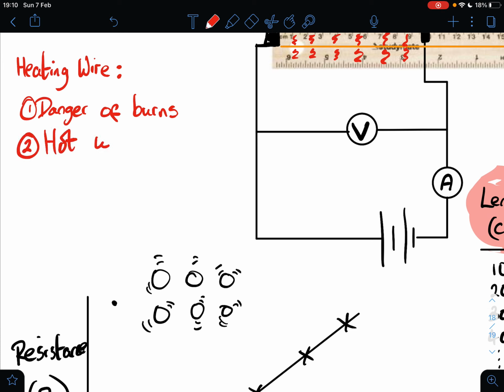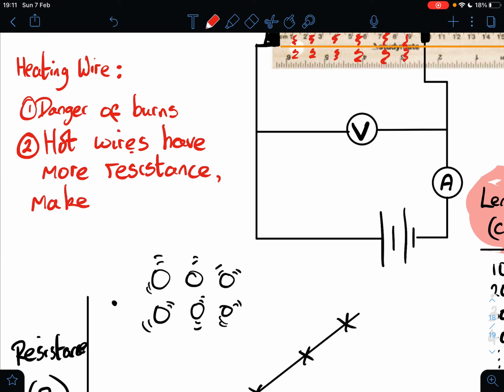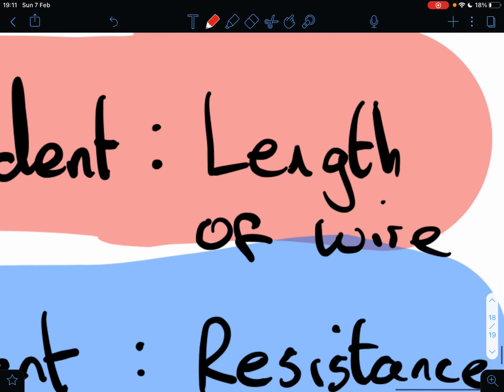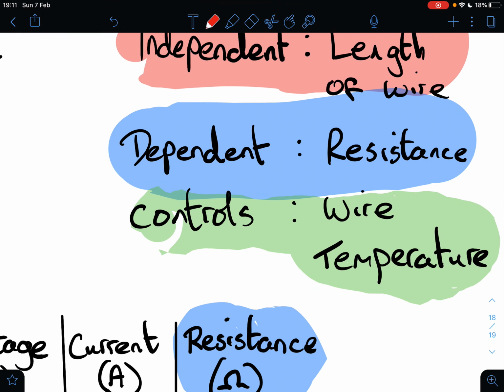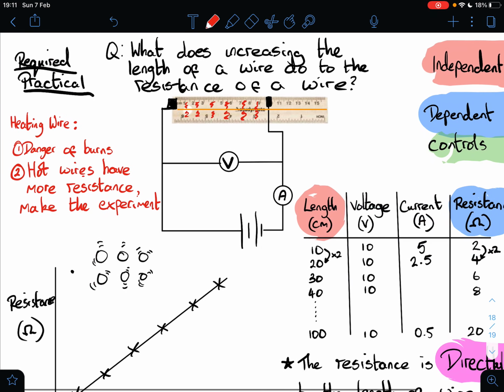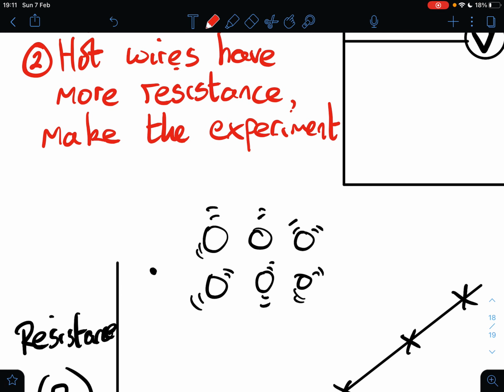Hot wires have more resistance. What would this mean? It would make the experiment... Now, when you keep one thing changed, length of wire, you measure the other thing, but you control everything else, that's called a valid experiment. This will be invalid. So, hot wires have more resistance. They make the experiment invalid.